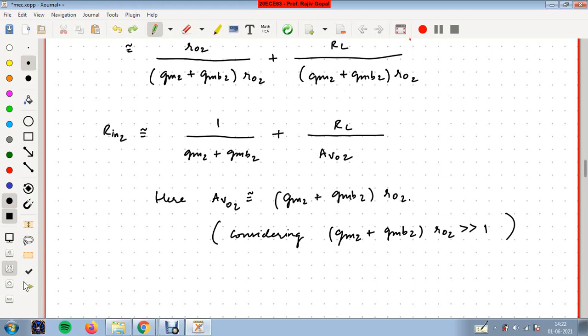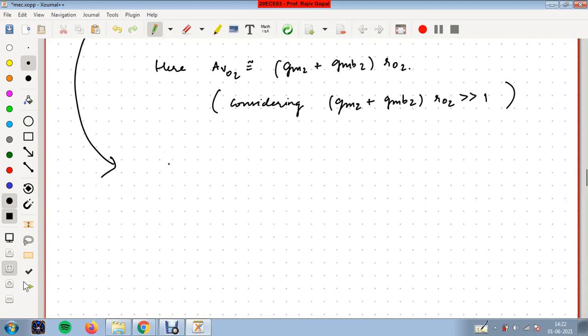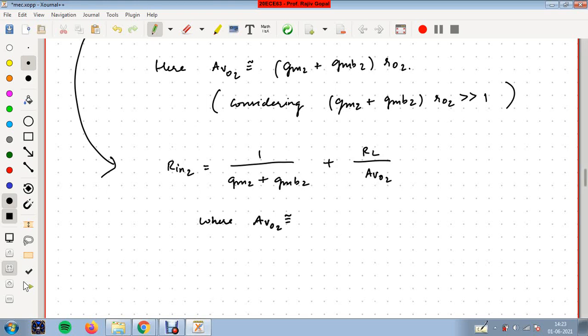So if you look at this equation, Rin2 is equal to 1 by Gm2 plus Gmb2 plus RL divided by AV02, where AV02 is Gm2 plus Gmb2 into R02. I'll put a box over this.